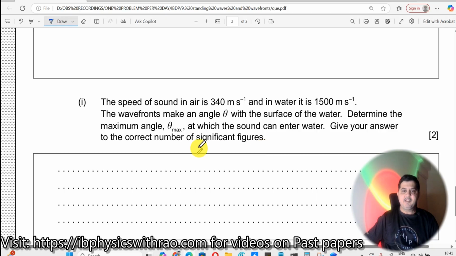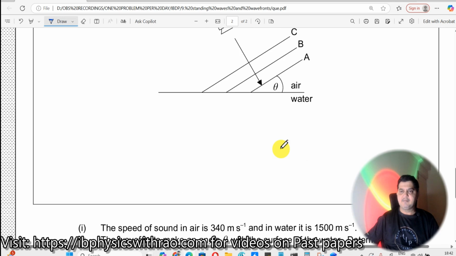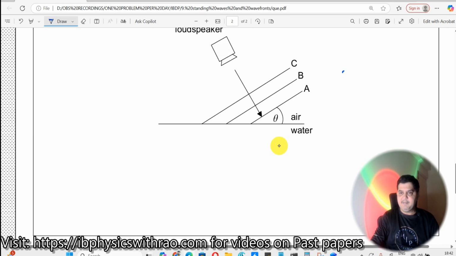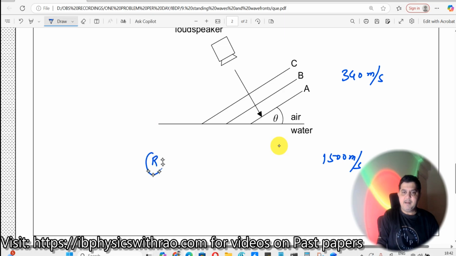The speed of sound in air is 340 meter per second, and in water it is 1500 meter per second. So I will write here directly. This is 340 meter per second, and this is 1500 meter per second. Now by looking at it, can you tell me which is the rarer, which is the denser here? The rarer medium is one where the speed of light or maybe sound is higher. So therefore this would become a rarer medium, this would become a denser medium. Now what's happening? The ray is going from a denser medium to a rarer medium.